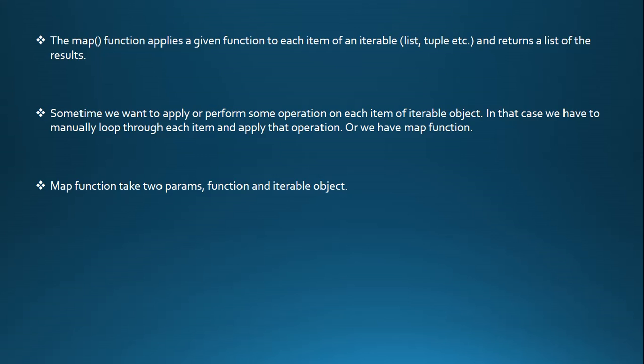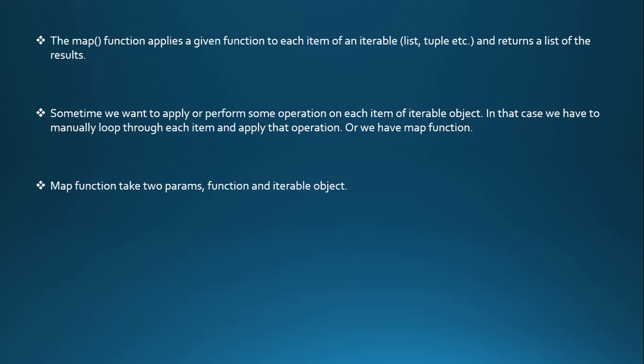Let's take an example where you have a list of numbers and you want to get the square of all the items in the list. The easy way in your mind is simply a for loop over the list, taking the square of each item and then storing it in a list or a tuple.